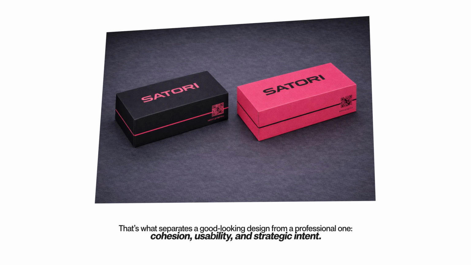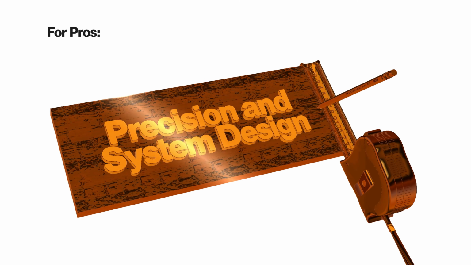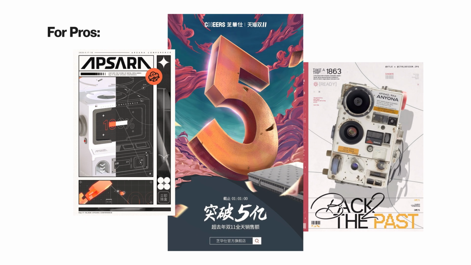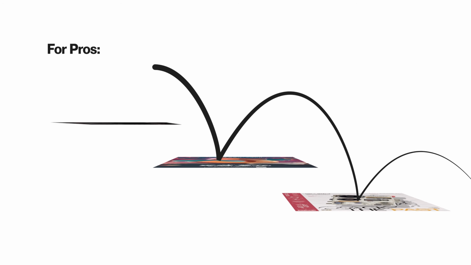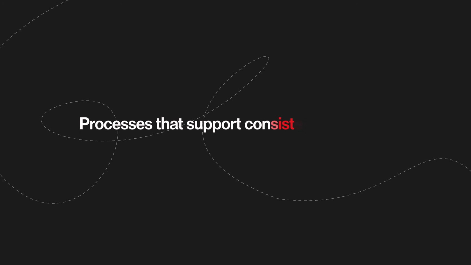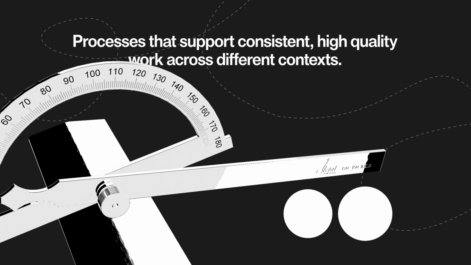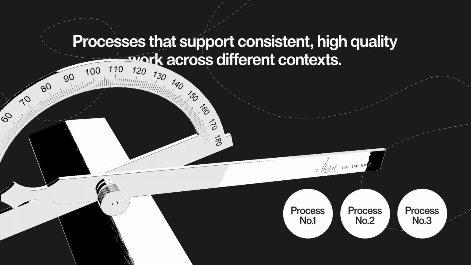A beginner might be happy with a standalone design, and that could be a win for them, of course. But at the higher skill level, you need to actually be mindful of how the design exists in a real-world situation and how it fits into an ecosystem. For pros, the focus is precision and system design. You've already built strong visuals through design thinking, but now it's about building processes that support consistent, high-quality work across different contexts. This means creating flexible design systems that adapt to real client needs.